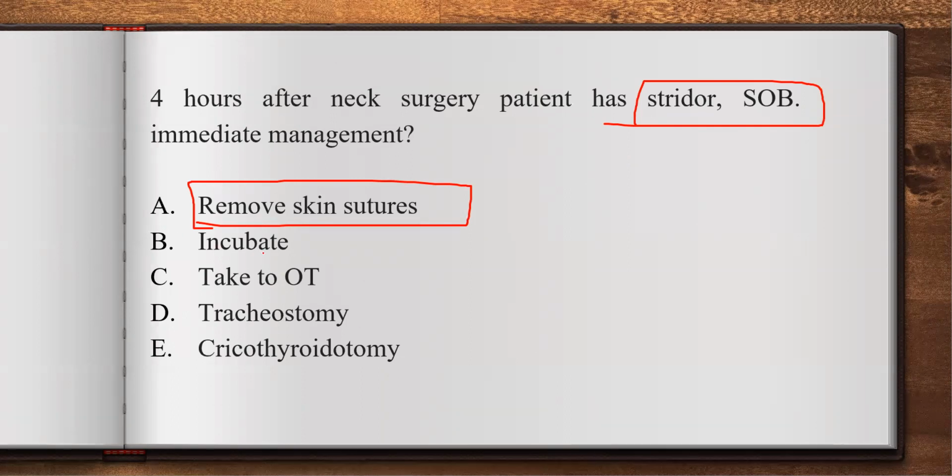Now, you can think about why not intubate this patient? Why not intubating this patient? Now, it will be very hard to intubate this patient if you do not remove the skin suture, because the patient's trachea is already compromised, is obstructed. So if you want to intubate this patient, it can cause more harm rather than benefit. So you have to remove the skin suture to reduce the pressure. Once the pressure is reduced, then you can intubate this patient if needed.